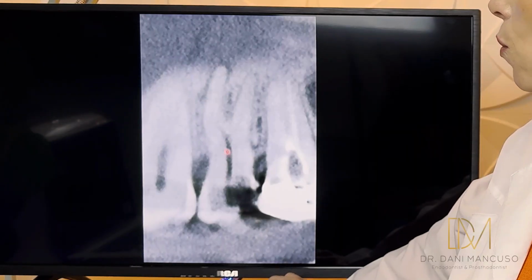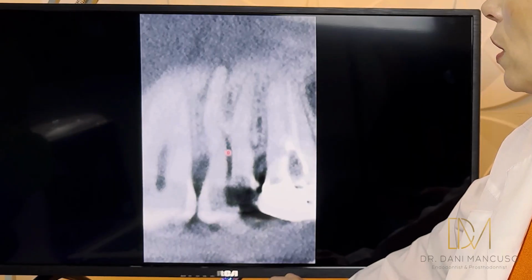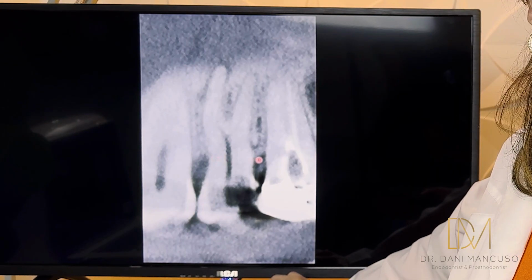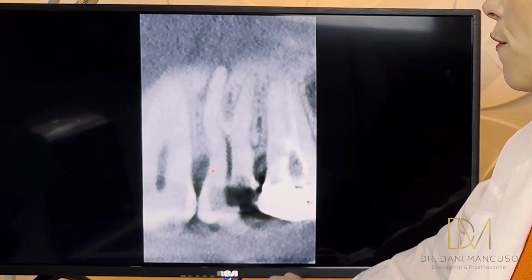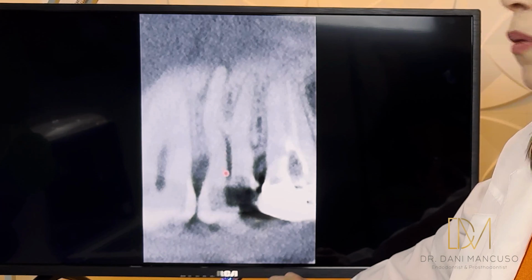What we need to pay attention to is that I will have a long way to go when we do the access cavity to be able to spot those canals. So just be very careful and very conservative as well. What you need to understand is that this is the weakest part of the tooth, the cervical portion. So if you enlarge too much because you can't see it, you are weakening the tooth, and the upper premolars are quite prone to fracture. So you need to be careful with that.